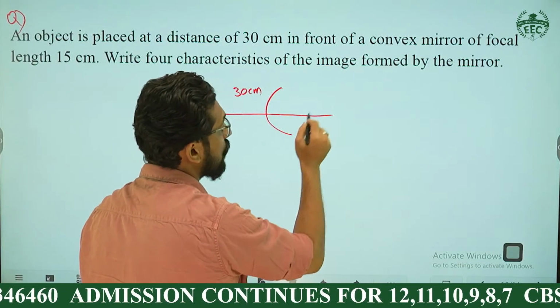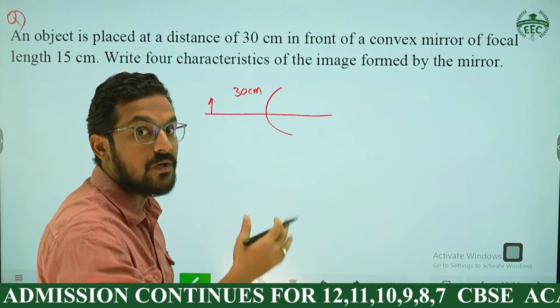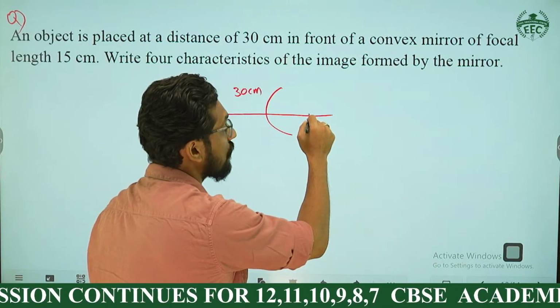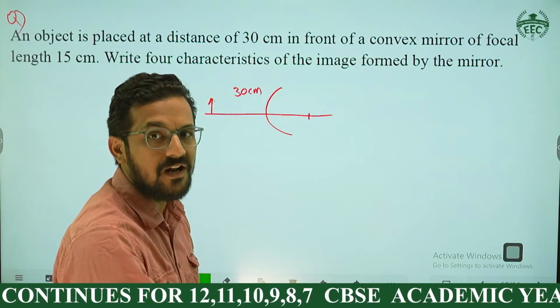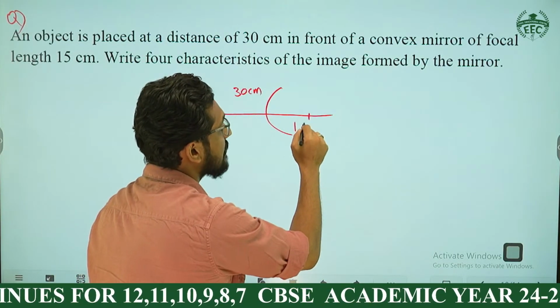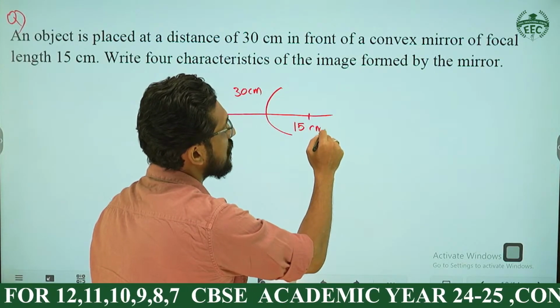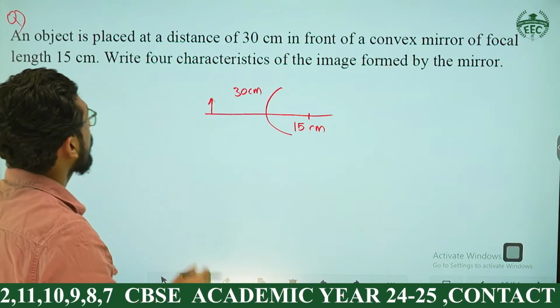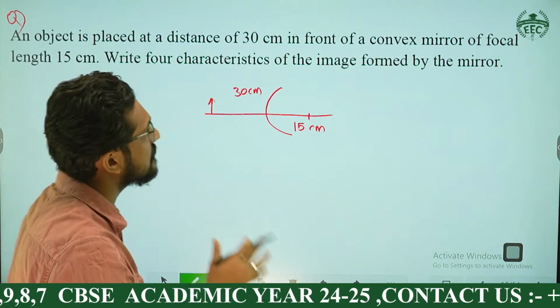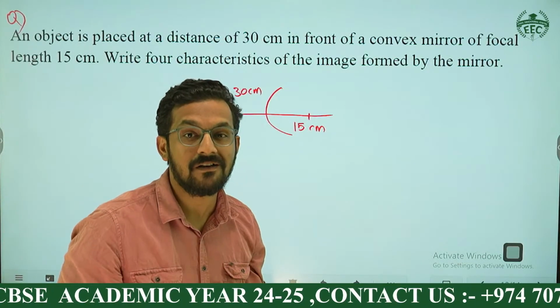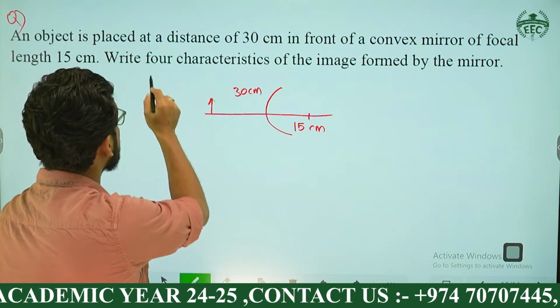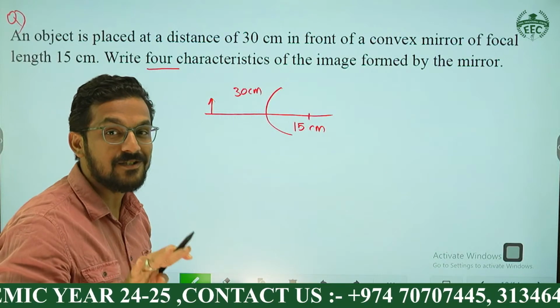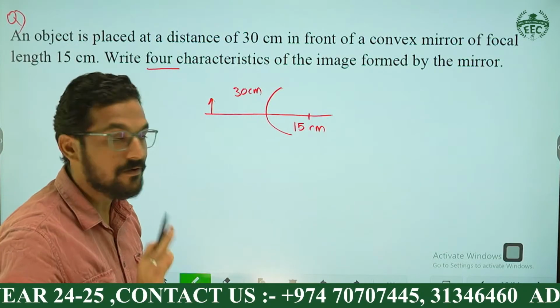The focal length of the convex mirror. Where will the principal focus of a convex mirror be? That will be behind the mirror, right? So the convex mirror has a focal length of 15 centimeter. And write 4 characteristics of the image formed by the mirror. You have to write 4 characteristics of the image formed by the mirror.